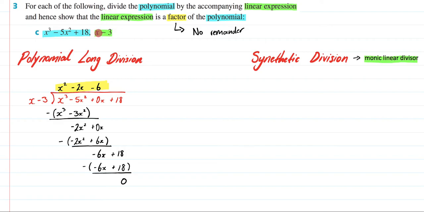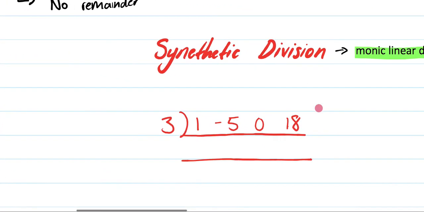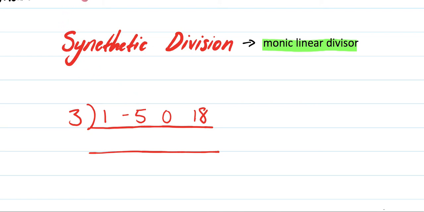So what we do is, because we have x minus 3, we are just going to deal with 3. Then we put in an upside down division symbol. Then we put a line there, and then we write down the coefficients of our polynomial. So it's going to be 1, negative 5, 0, because we're missing that term there, and then finally 18. And now we're going to zoom in, and we are going to do this. So what we do, first of all, is simply drop down our first number. So 1 goes there.